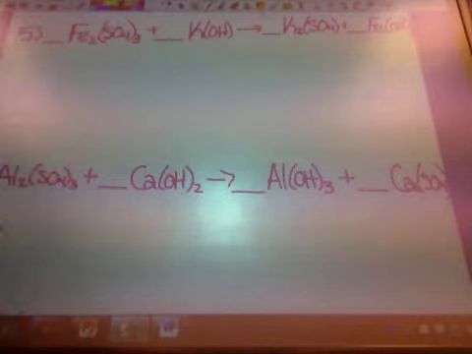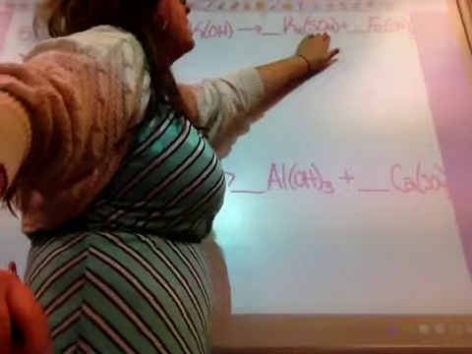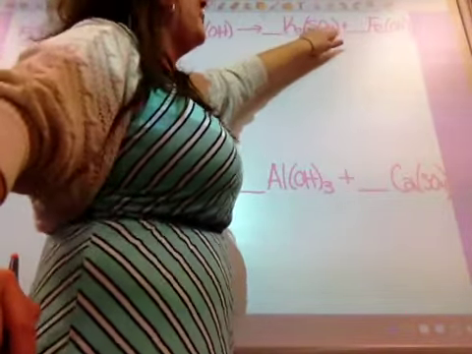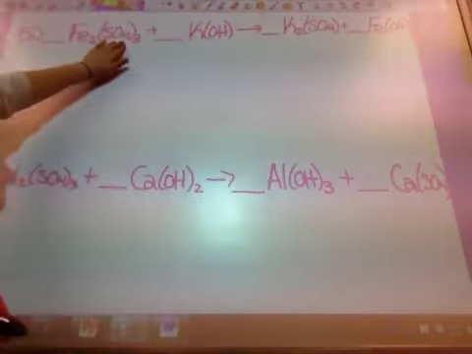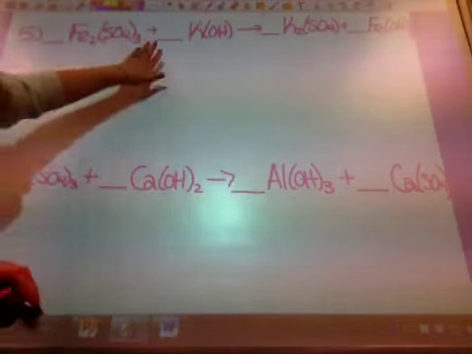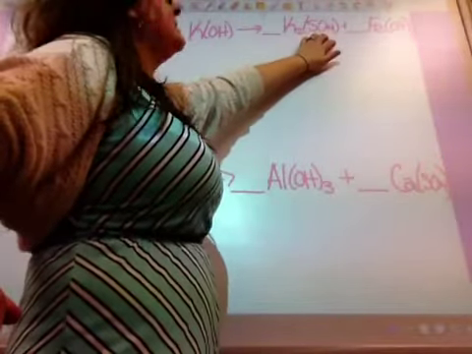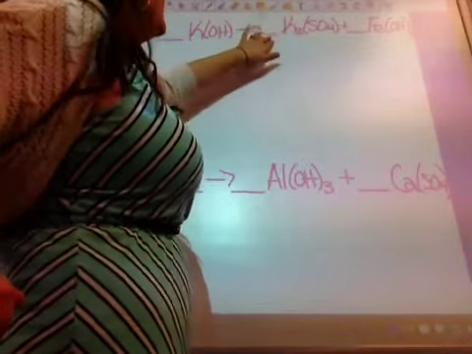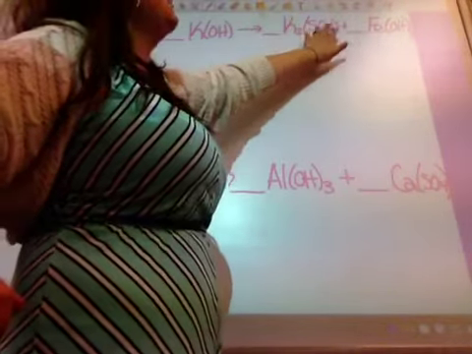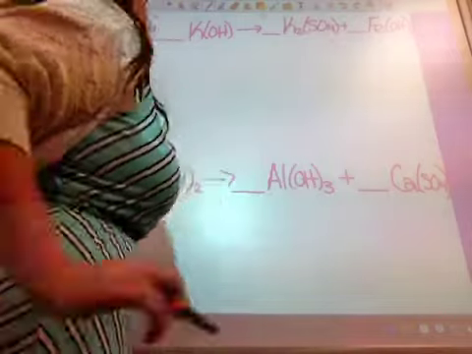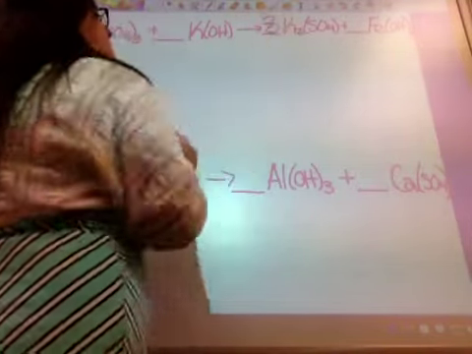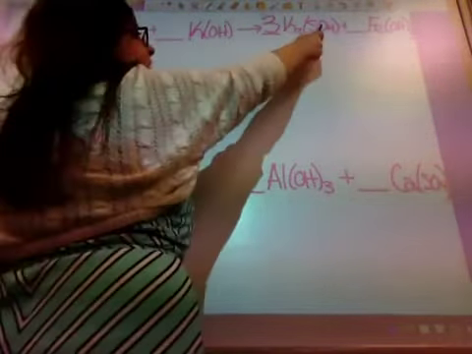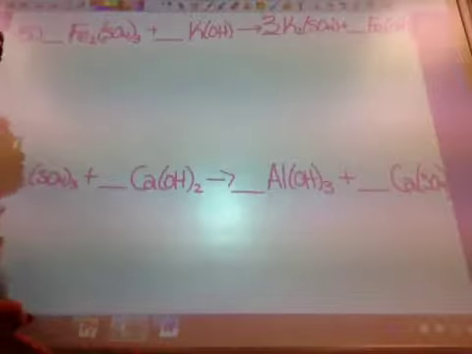If I go over to my product side, how many SO4s do I have on this side? I only have 1 SO4 on this side, but on this side I have 3. So if I have 3 on this side and only 1 on this side, I need this side to have 3. So what number can I write in front of K2SO4 to get 3 sulfates? I'm going to write a 3. Okay, so now that means I have 3 sulfates here, I have 3 sulfates there, so my SO4s are good.